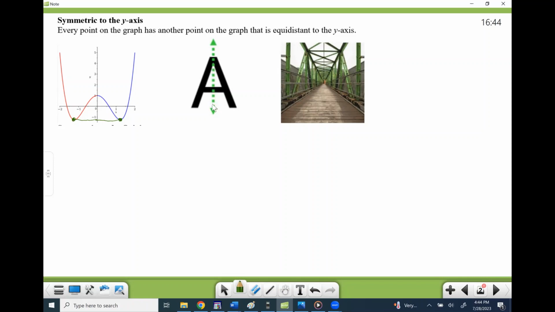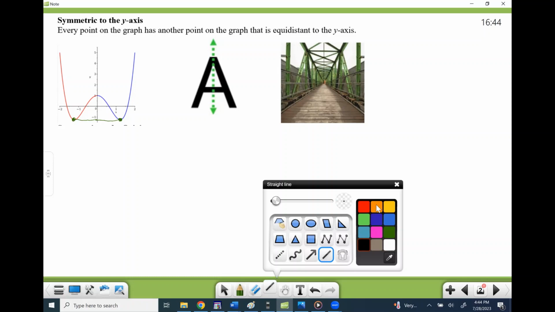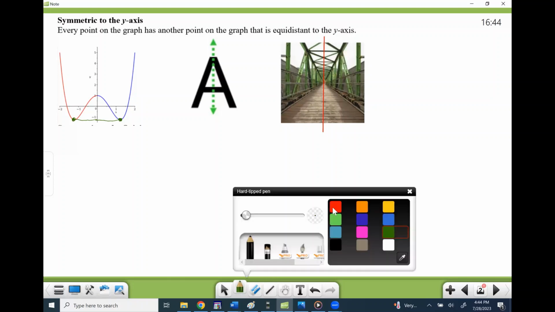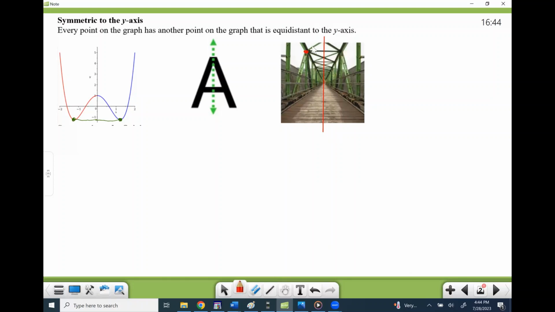Same thing, we have more letters in the alphabet that have symmetry with respect to the y-axis, like the letter M or the letter A. And then here's a picture of something where if we drew a line segment right down the middle, you would see that you have symmetry across the y-axis. For any point on here, you go that same distance, you're going to get another point on here.